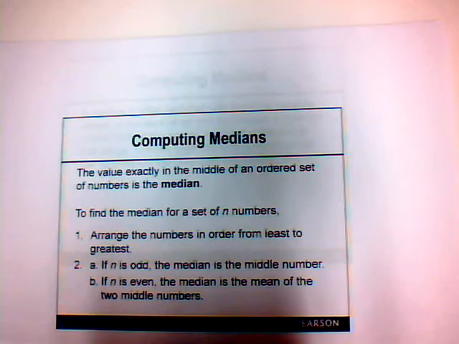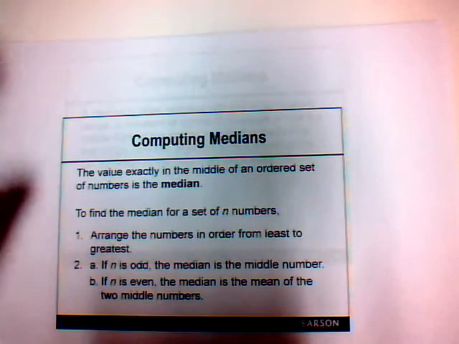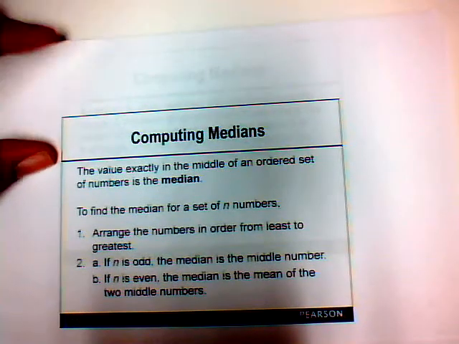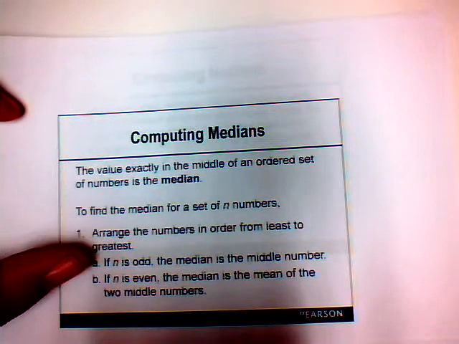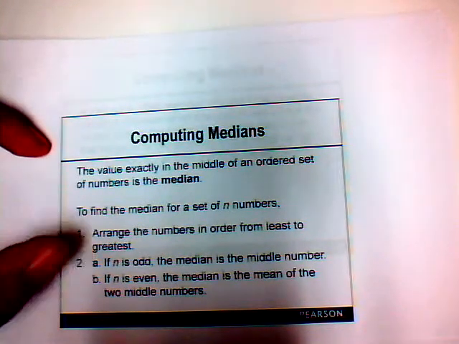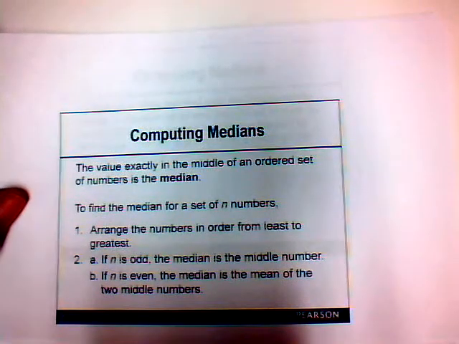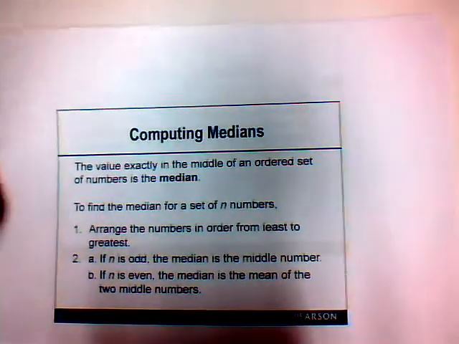Okay, so you first place your numbers in order from least to greatest and then find out what the median is. It's either going to be the middle number if it's an odd set of data values, or the average of the two middle numbers if it's an even number of data values.